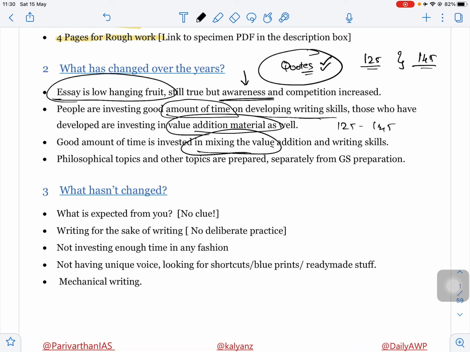Next, mixing the value addition part and writing skills. Collecting data is not the end, right? We want to be district collectors, not material collectors. So using the same logic, we are collecting data and we are also using the same in my Telegram channel or in a test series, so it gives you an insight into how to use that data. And people are also preparing very well for the philosophical topics, so that is giving them an edge in comparison to the other aspirants. But still there are some common mistakes that the majority of aspirants make.